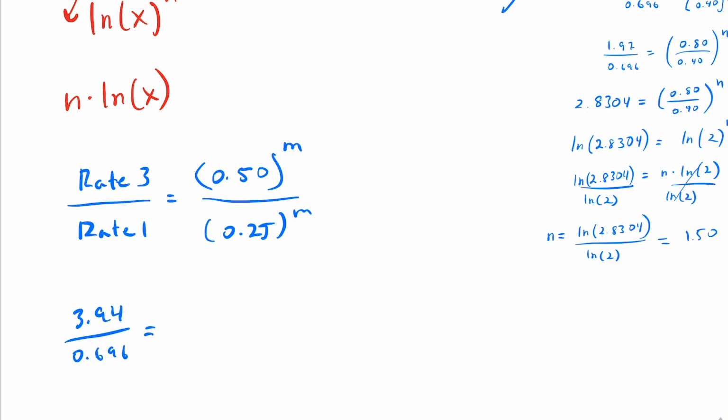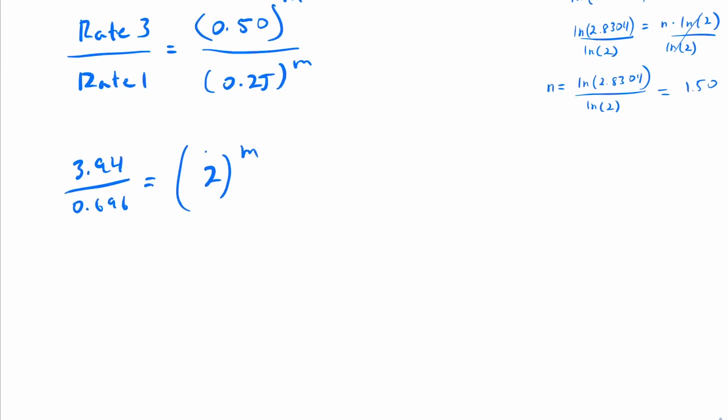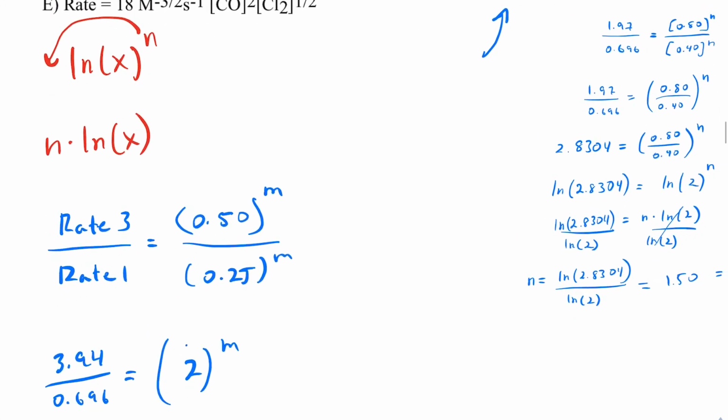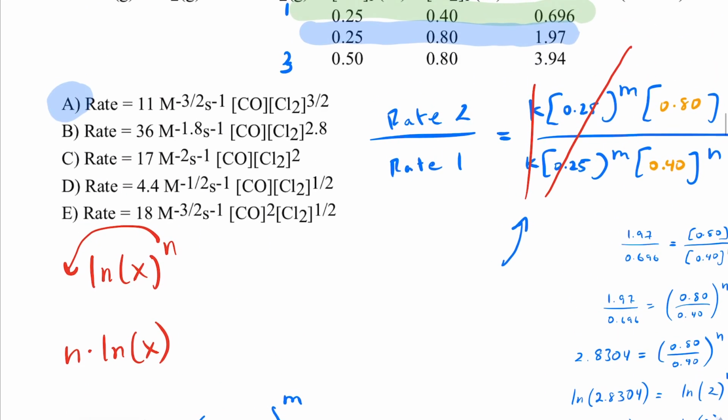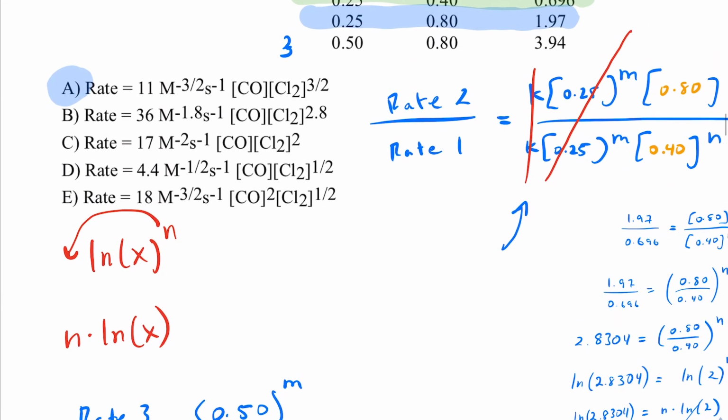I can combine these into one ratio. Then that's 0.5 divided by 0.25. That's just 2 again, so that's 2 to the m. Now it's 3.94 divided by 0.696. So the answer I get for that is, let's see, 3.94, 0.696.